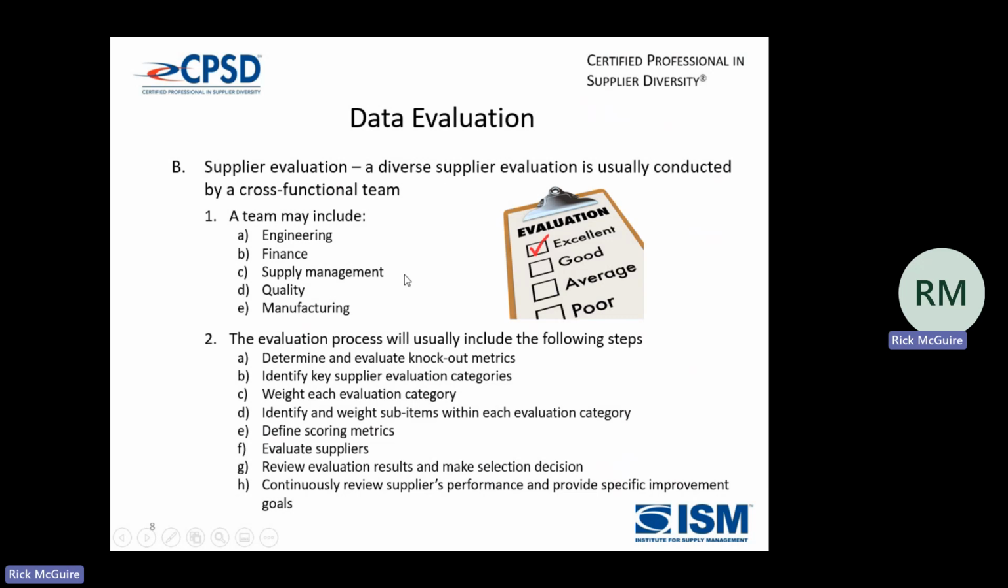Supplier evaluation. A diverse supplier evaluation is usually conducted by a cross-functional team. Usually a team can include functional areas like engineering, finance, supplier management, quality, manufacturing. The evaluation process will usually include the following steps: determine and evaluate knockout metrics, identify key supplier evaluation categories, weight each category, identify subweights, define scoring metrics, evaluate suppliers, review the evaluation results, and continuously review suppliers' performance.